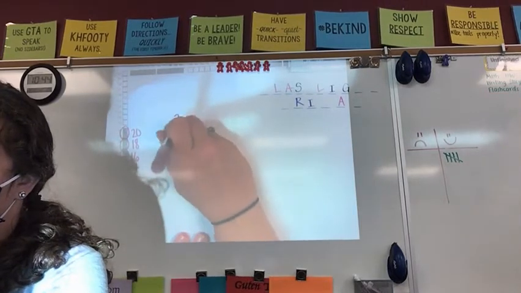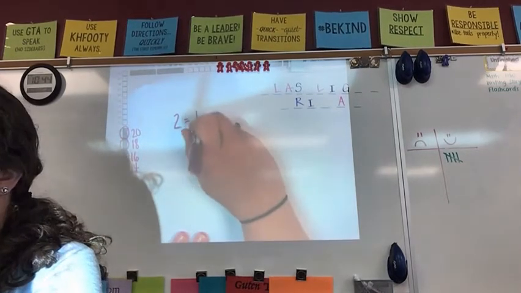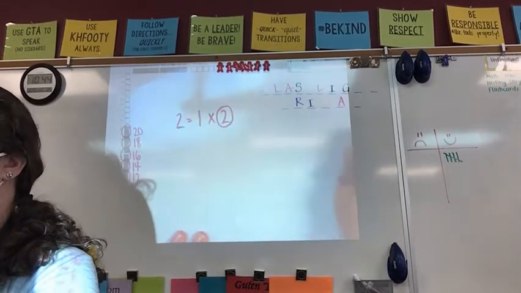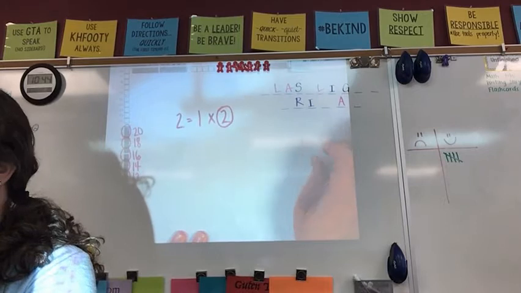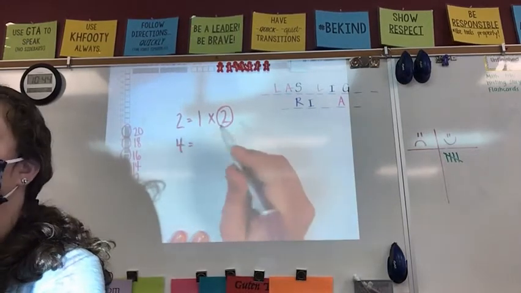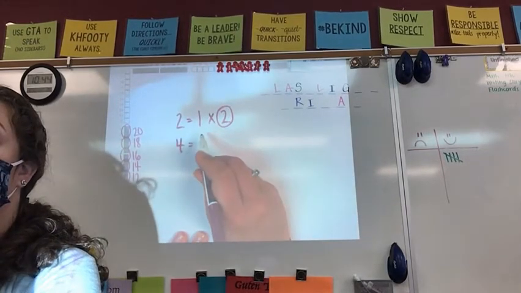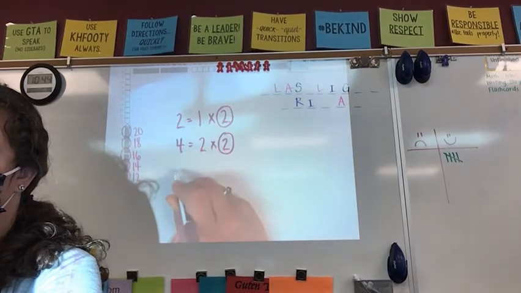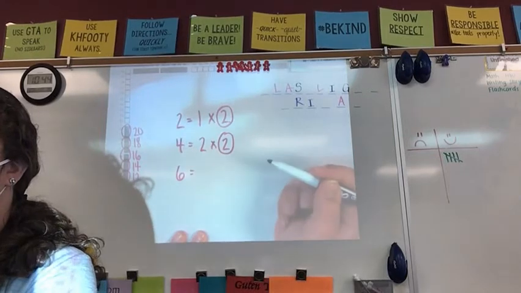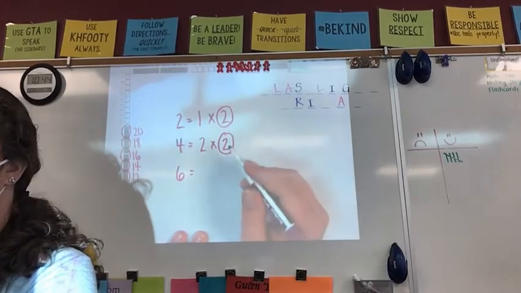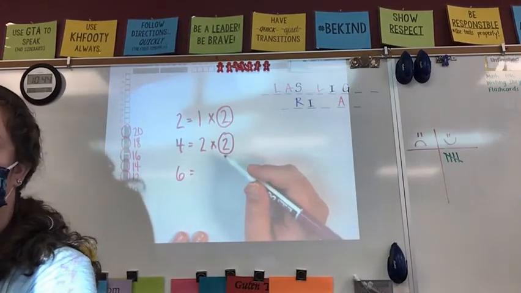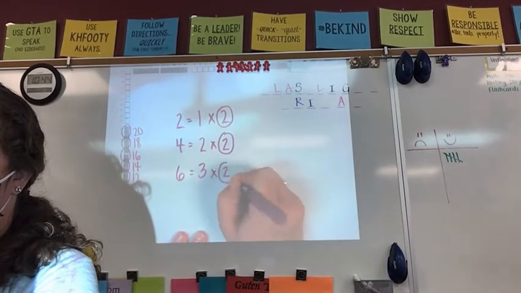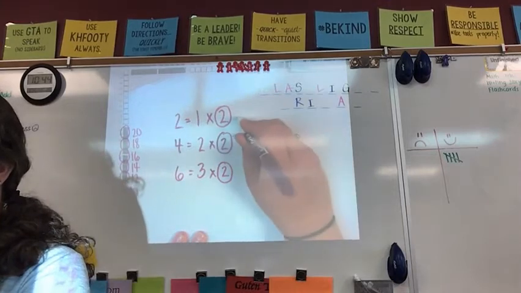I'm going to do, we know that 2 is equal to one group of 2, and I'm leaving plenty of space on the other side of my board. 4 is equal to 2 groups of 2, and 6, help me out friends, 6 is equal to 3 times 2. 3 groups of 2. Once we have this, we're going to draw our arrows.